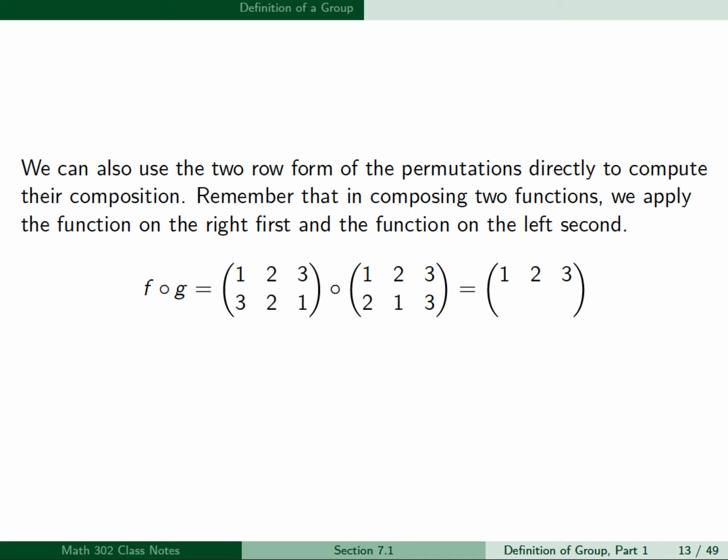And then let's look at what each of the elements 1, 2, and 3 map to under the composition. So first off, in G, 1 maps to 2, and in F, 2 maps to 2. So in the composition, 1 maps to 2. Then in G, 2 maps to 1, and in F, 1 maps to 3. So in the composition, 2 maps to 3. And then in G, 3 maps to 3, and in F, 3 maps to 1, so in the composition, 3 maps to 1. And so there is our composition.